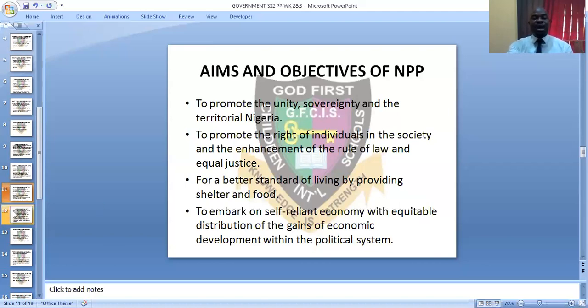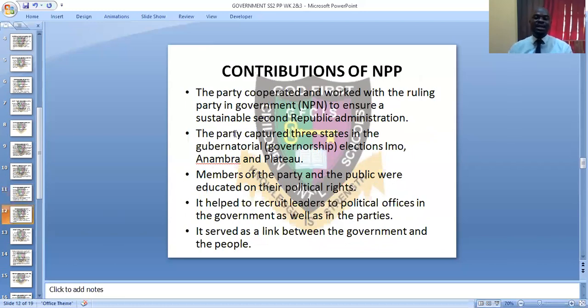Let's look at their contributions now. The party cooperated and worked with the ruling party in government, that is NPN. The president then happened to be Alhaji Shehu Shagari, in order to ensure a sustainable Second Republic administration. So they came together, because they had some states which happened to be their own, that is Imo, Anambra, and Plateau, so that with the president they can work hand in hand to have a sustainable Second Republic administration.